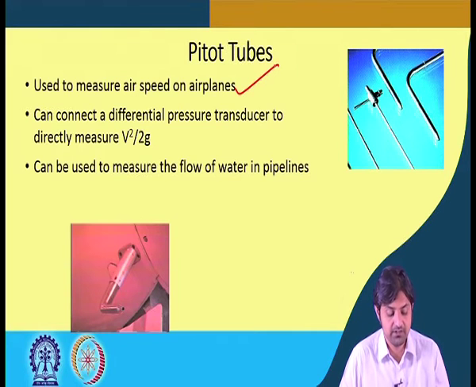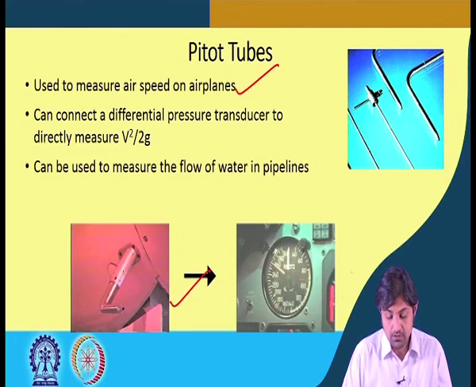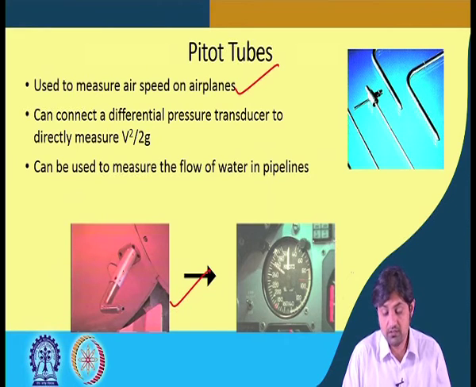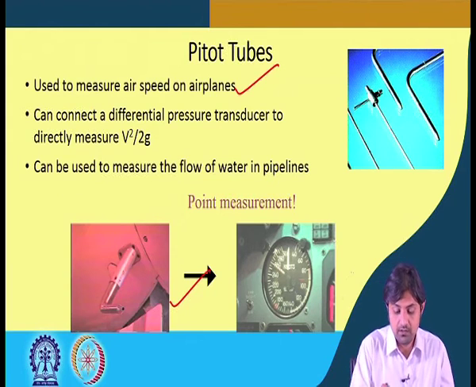So, it looks something like this, in an aeroplane. This is fixed in the aeroplane. It shows how many knots there are, the typical panel of the aeroplane speed. And an important thing to note is that this is a point measurement, because Bernoulli's principle is applied at different points along a streamline. This is important to note.